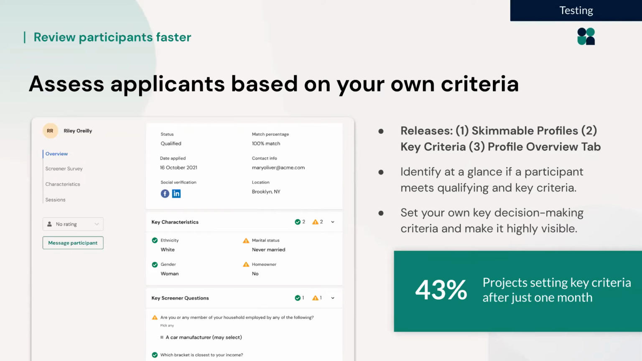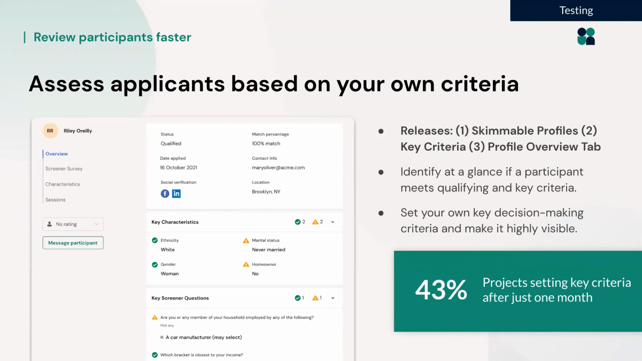The second was a little bit different, which is when you're creating the project, there's now a way as the researcher to identify what criteria is most important to you in your decision making. This is something, as we did a lot of our own research, we heard really clearly from researchers is that not all information is equal. Like, I want all of this different stuff on my participants, but I'm really going to be making my decisions off a couple factors. And so we introduced this concept of key criteria. So while you're creating the project, you can indicate which characteristics, which screener questions are most important. We're seeing almost half of projects that have been created since that's been introduced are taking advantage of that, which is great.